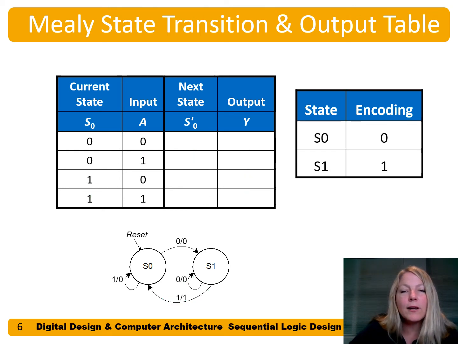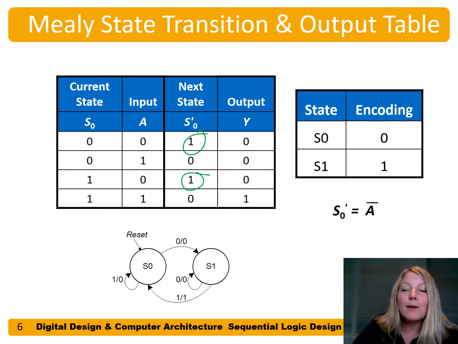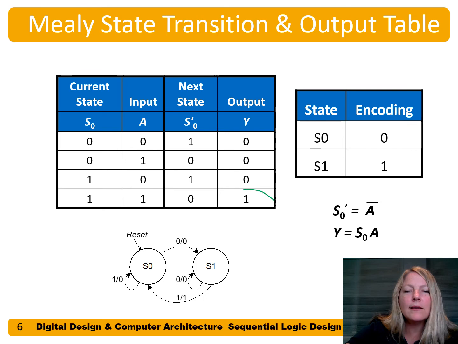And so now we can write equations just like before. S0 prime equals A bar. So we've written it out as sum of products and then we've reduced it, or put it in the K-map. And then Y equals S0 and A.